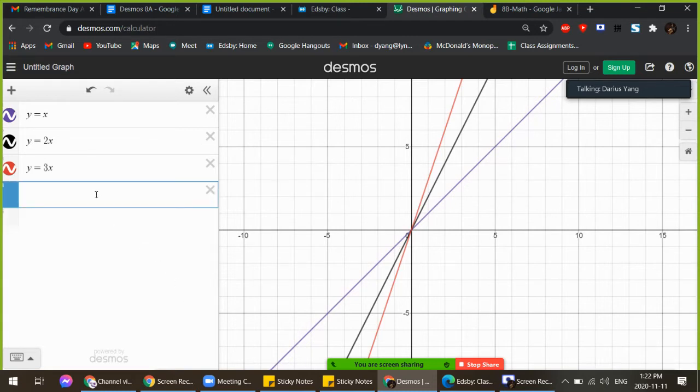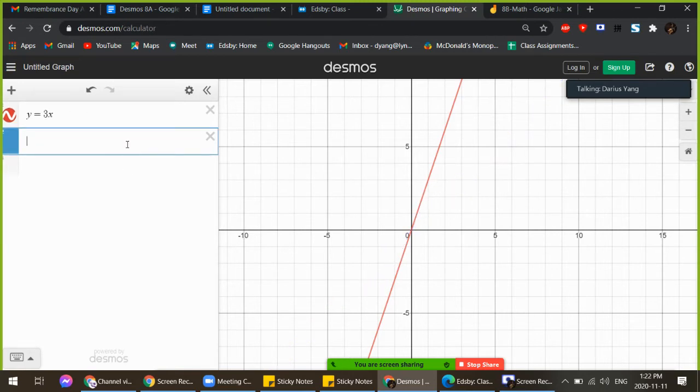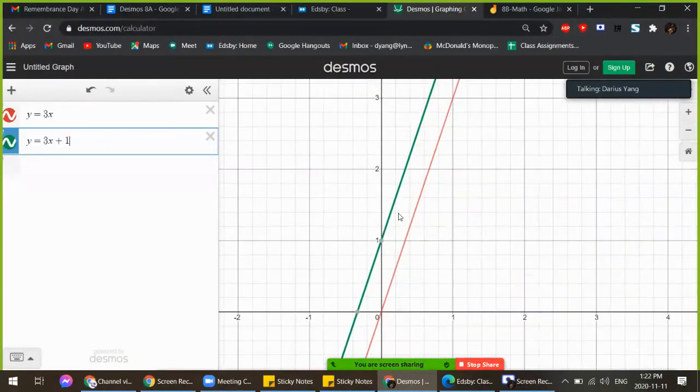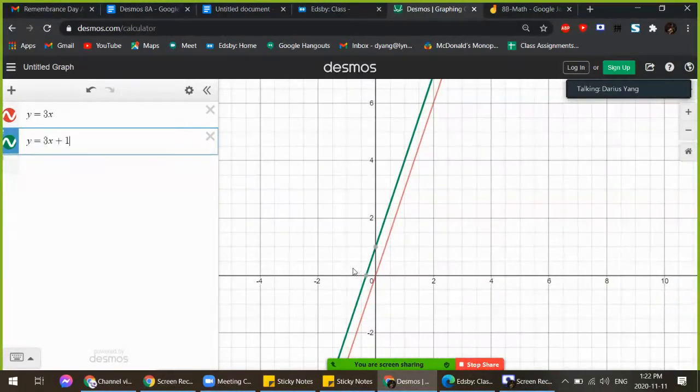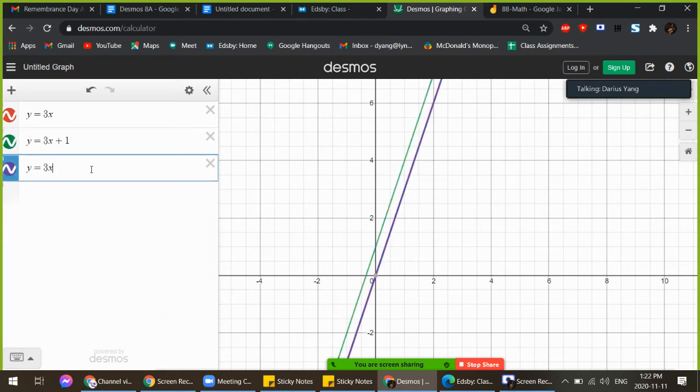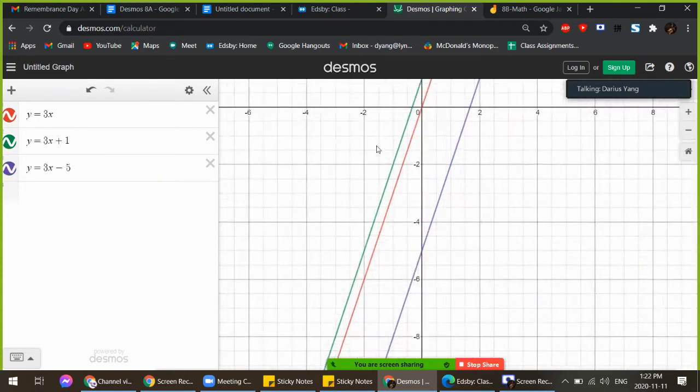So b actually displaces the line, and positive would move the line up. Let me show you. y equals 3x plus 1 would move the line up. But what do you notice about these two lines? They're parallel to each other. So we can conclude that two lines with the same slope are parallel to each other. And if we do y equals 3x minus 5, you can see this line is displaced downwards. It's a vertical displacement.